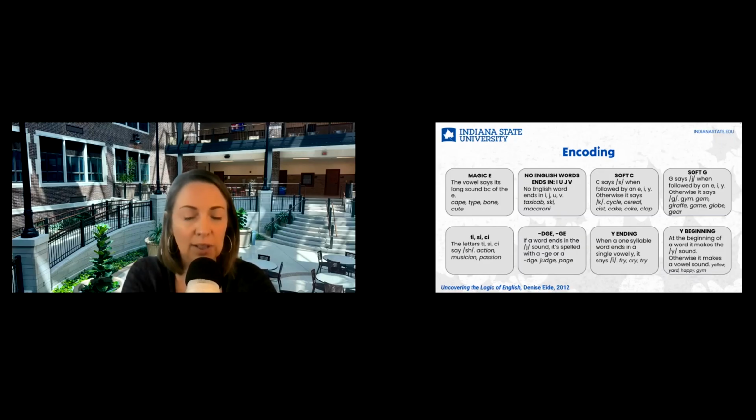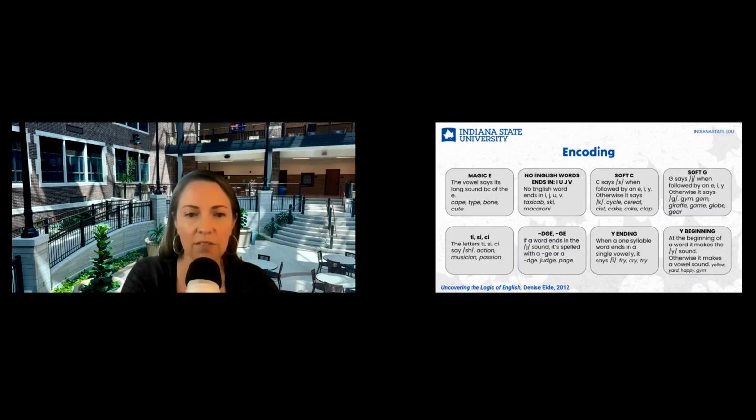The next rule is no English word ends in the letters I, U, J, or V. And again, they're going to try to find exceptions to those rules. Taxi, cab, taxi is short for that. Ski is a Norwegian word and macaroni is an Italian word. So again, we would teach the rule, memorize that, generate a list of words for exceptions.